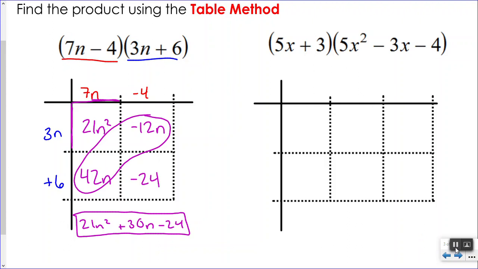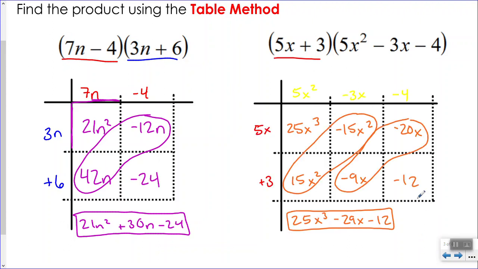Go ahead and pause the video and try the second example. Alright, if we look at this one, we have our trinomial and our binomial. And I find the table method is really helpful when we have polynomials that are larger than two terms, just because there are a lot of different things to keep track of. When we multiply everything out, then we combine like terms. Our quadratic terms end up canceling each other out because they end up being inverses. So in our answer, we only have 25x cubed minus 29x minus 12.